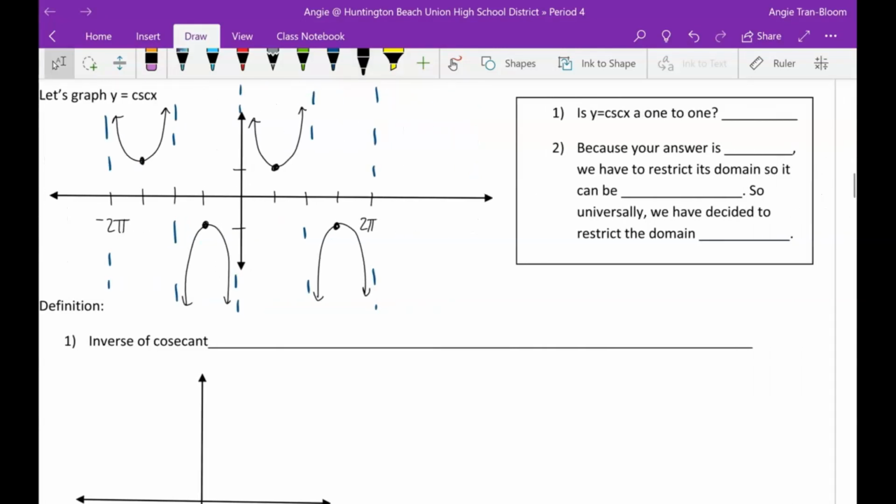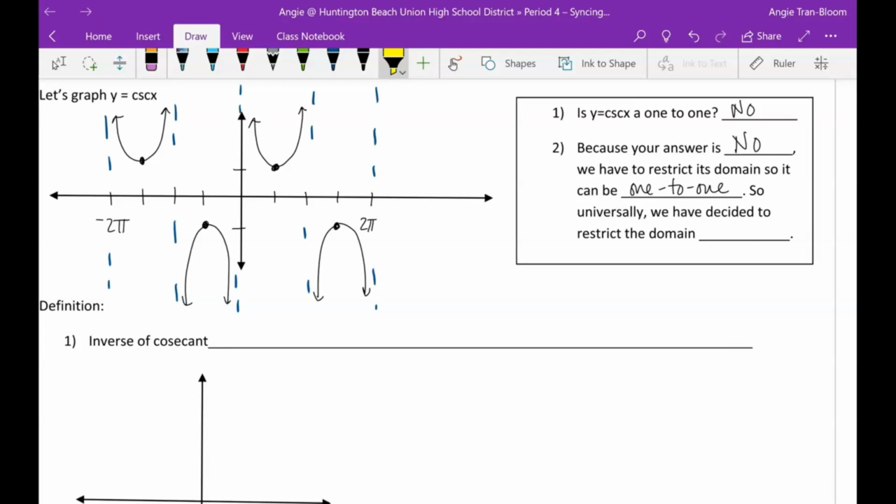Now, as you can see, cosecant is not a one-to-one, okay? Because the answer is no, we have to restrict its domain so it can be a one-to-one function. Now, the whole purpose of restricting its domain is so that when you find its inverse, the inverse is also a one-to-one. Next, we have to decide on where you're going to cut this off. So I'm going to highlight a couple of things. It may not be true at first, okay? So just kind of listen.